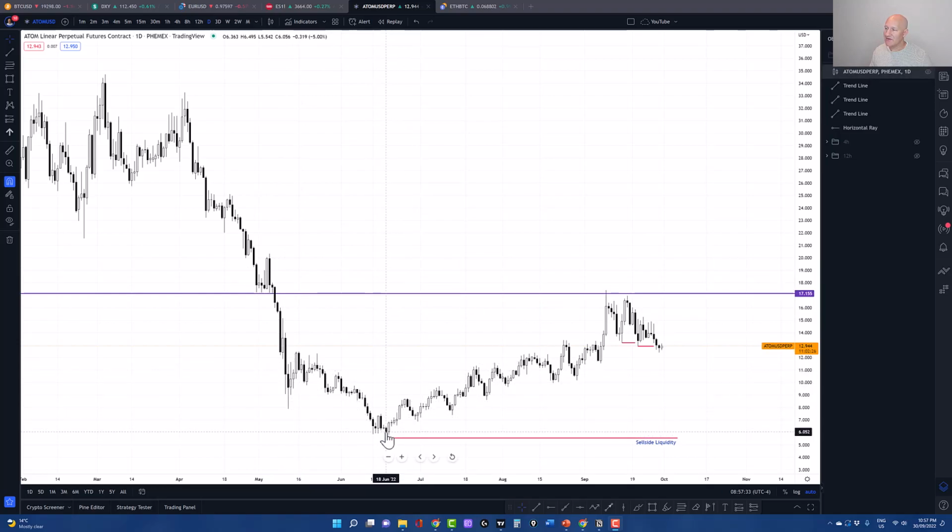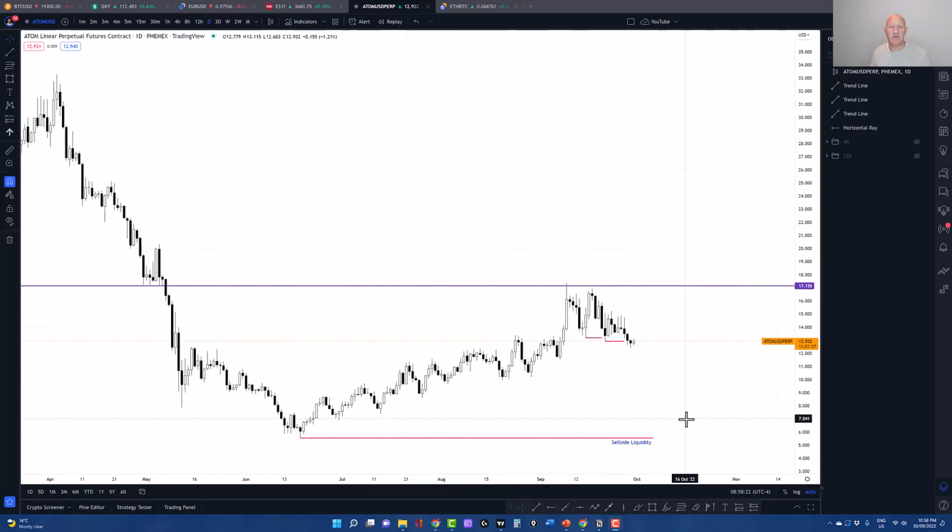You can see we've painted this sell side liquidity all the way down here at about $5.50 before the market has rallied, and again it's come back up to this all-time high figure just here. It just wicked into it and then immediately started to sell off. So I think with Atom, just given the general market situation and just the setup of this stock in particular, I think that we're going to be retesting the lows that we had back in June, and that we should be targeting the sell side liquidity just down here.